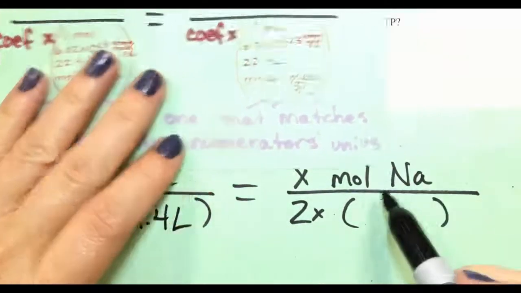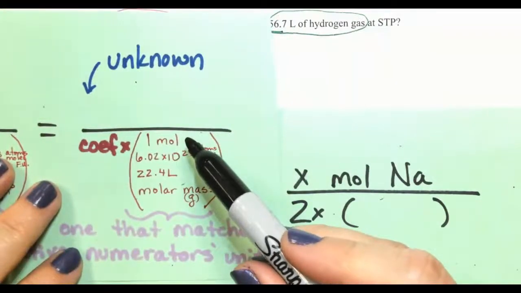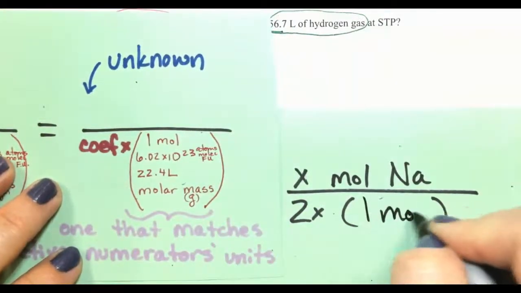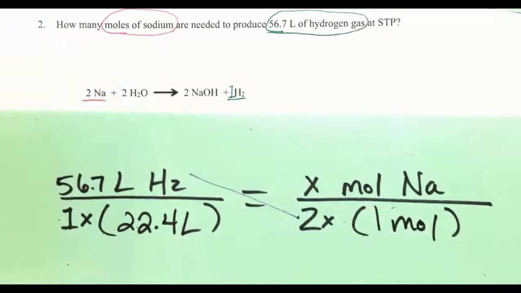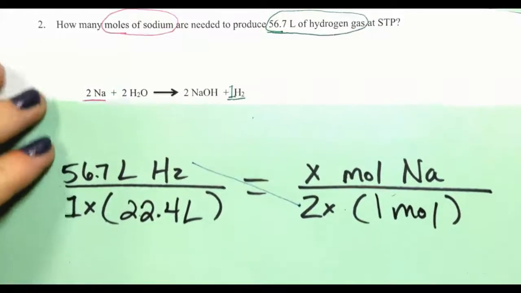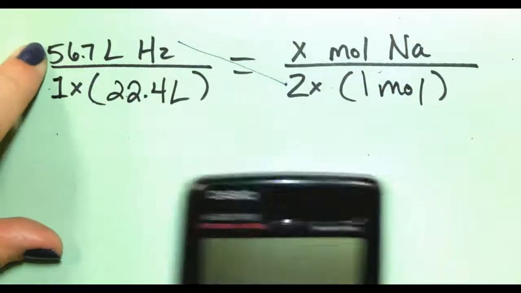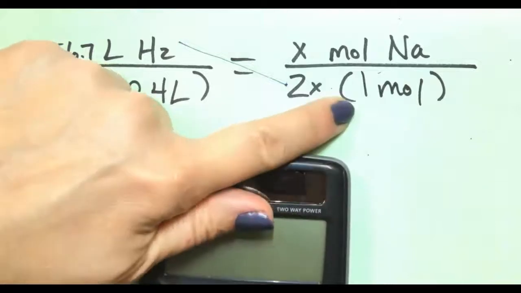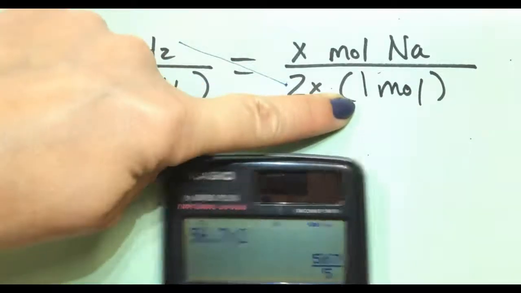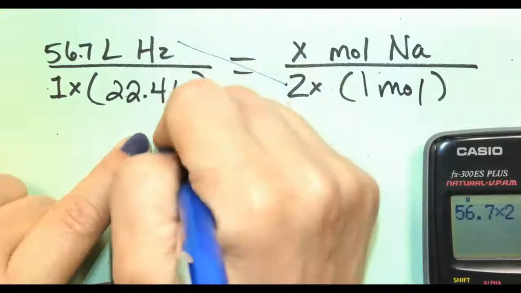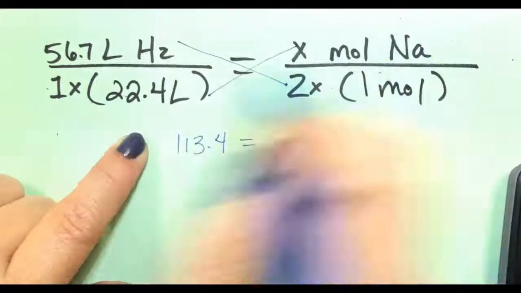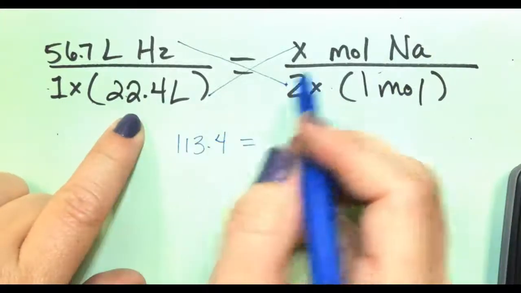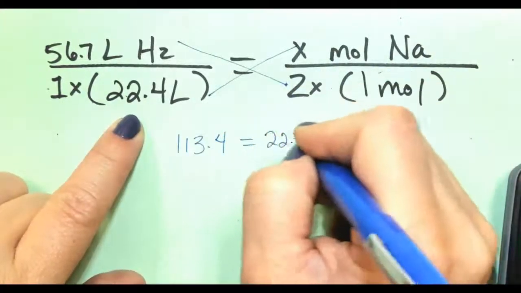And when you have moles in the numerator, you're going to choose 1 mole to go in the parenthesis at the bottom. Now, we're going to solve this by cross multiplying. So we'll start here, and we're going to take our 56.7 liters times 2 times 1, and when you do that, you get 113.4 equals, now it's going to be this times this. 1 times 22.4 times x is just 22.4x.